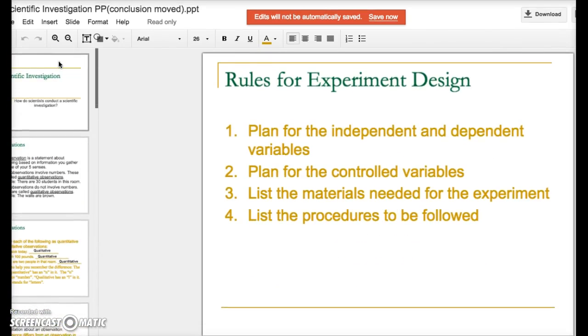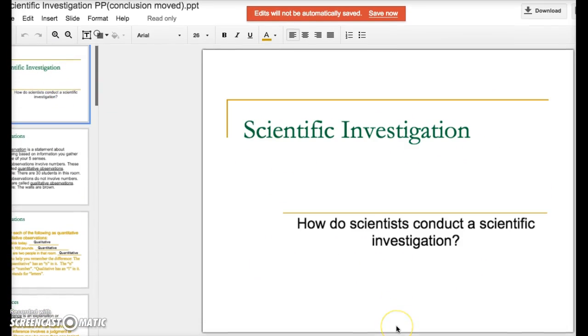So again, we were talking about scientific investigation. How do scientists conduct a scientific investigation? They design the experiment. They have a hypothesis. They have an independent variable and a dependent variable. They can only have one independent variable per experiment. It would be invalid if they did not. And they make predictions during the experiment, and then after they collect all of their data, they write a conclusion and communicate their findings with others.